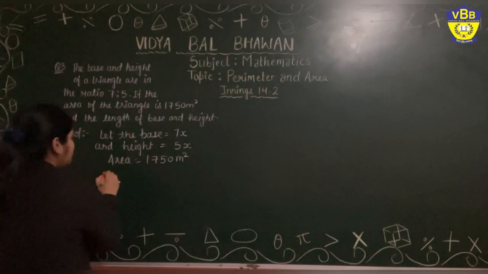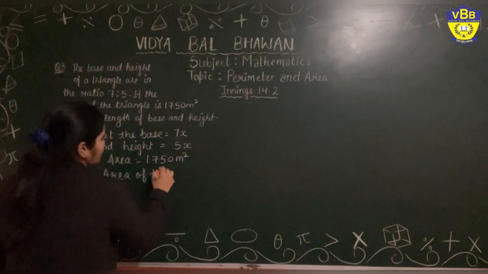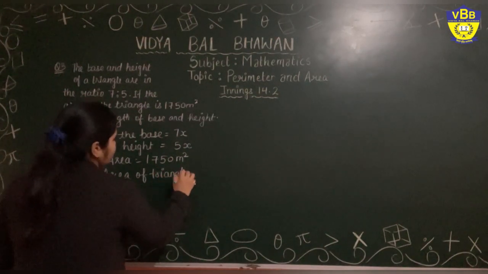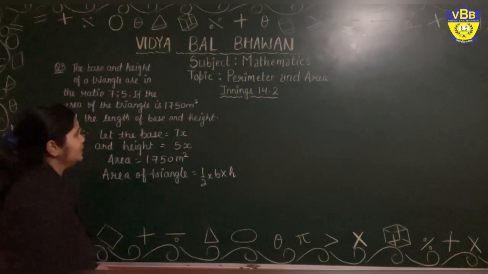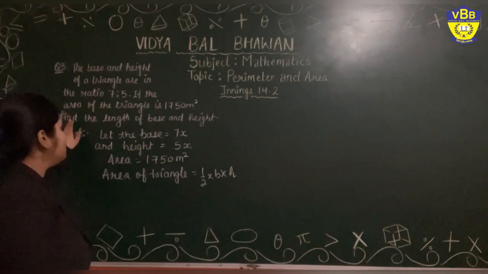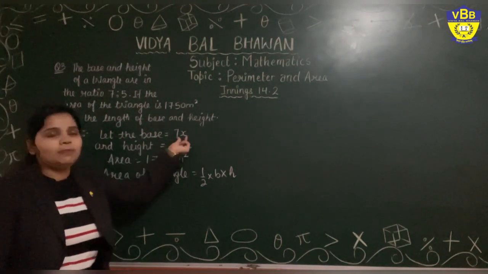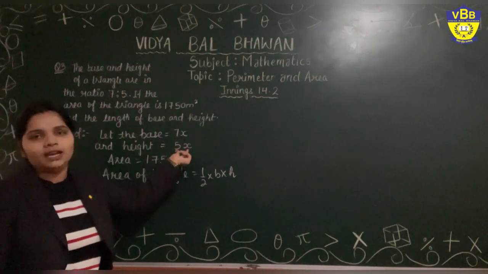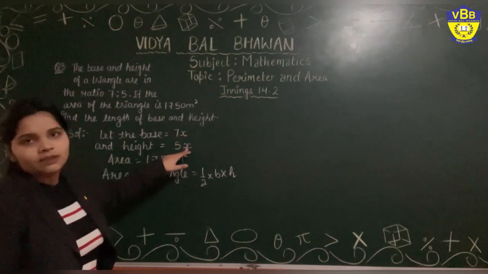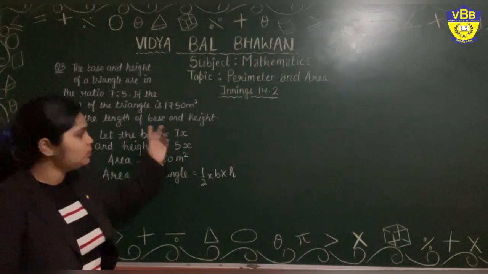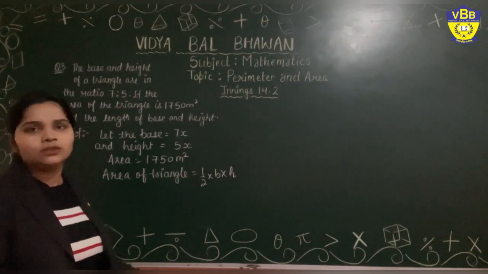Yes, apply the formula. Area of triangle is equals to half into base into height. You can see what it is asking. Find the length of base and height. You will say we know the base, it is 7x, and we know the height, it is 5x, but it's not the actual length. We have one variable x. We need to find the value of x and then put it back into these 7x and 5x. You will get to know the answer of this question.